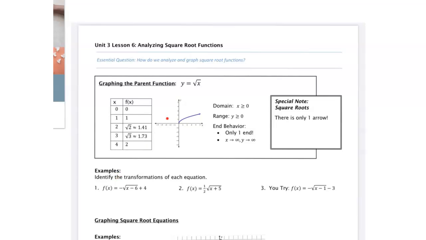So starting off, our parent function is y equals the square root of x. It's the most basic of our square root functions. Okay. With this, there are several new things to note. One, there's a special note. For square roots, there's only one arrow, so it only goes in one direction here.